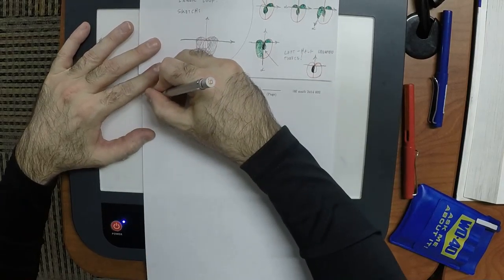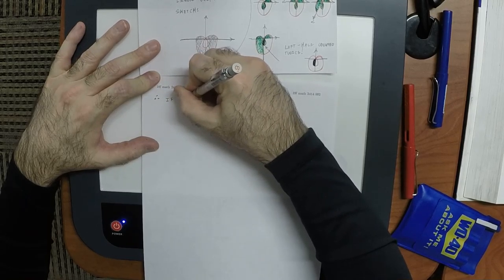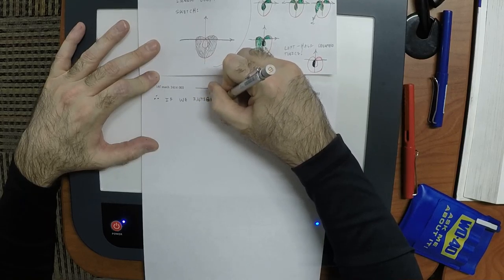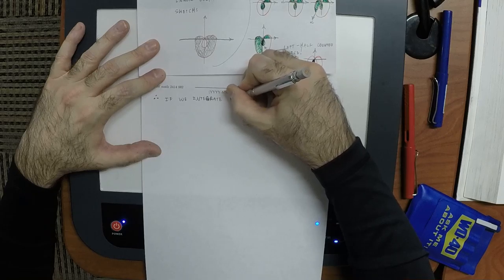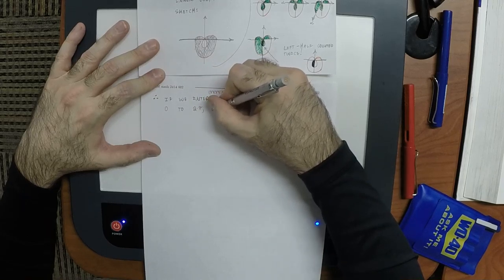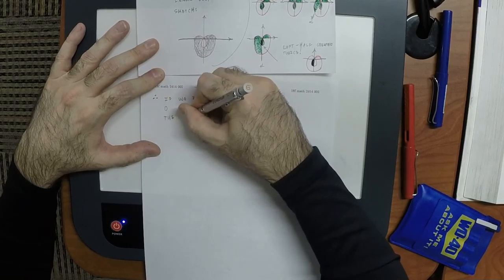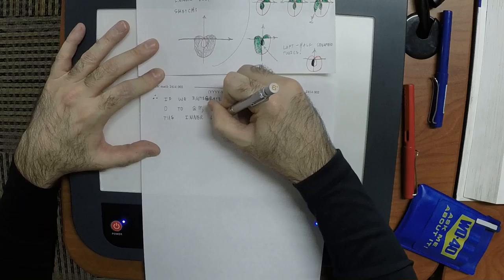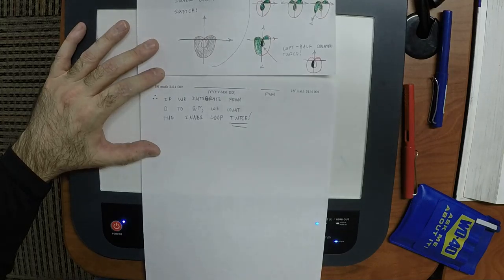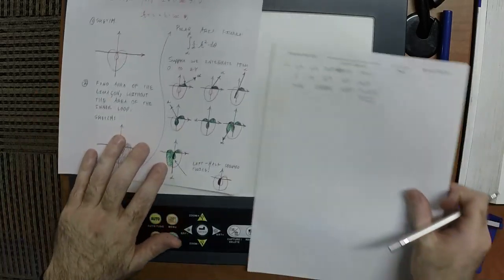So, therefore, if we integrate from 0 to 2 pi, we count the inner loop twice. All right. So is there any question about this?